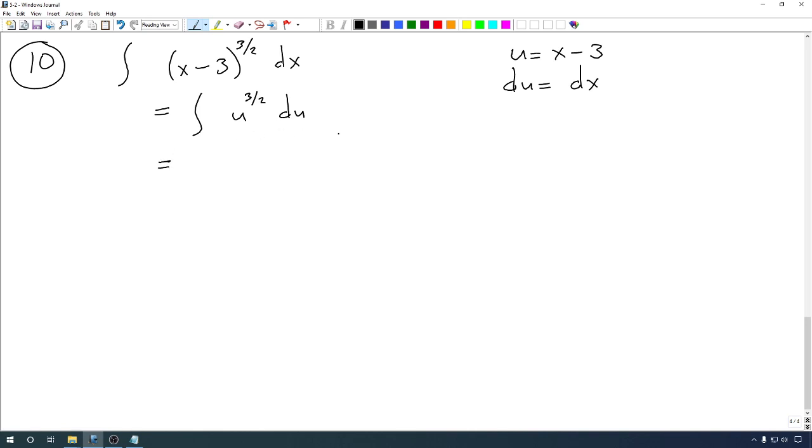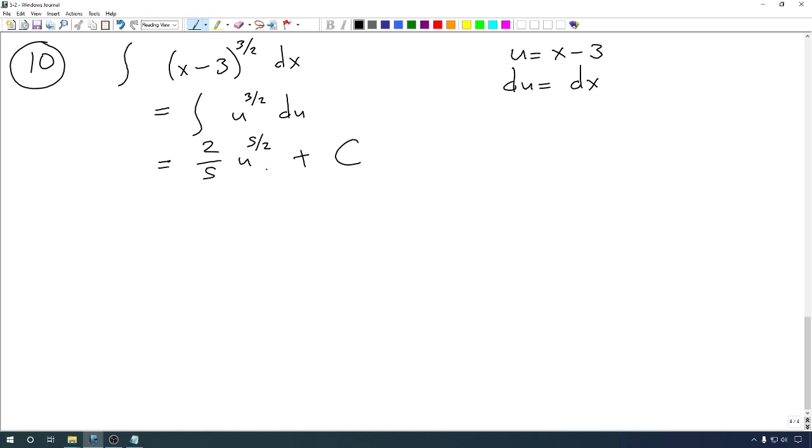And now, this is just an integral of a power. I know how to do that already. We have a power rule for integration. Remember, we raise the power, the 3/2, by 1. We add 1 to that. That gives us a 5/2. We divide by that new power. So dividing by 5/2 is the same thing as multiplying by 2/5. And I need to not forget my plus c at the end.